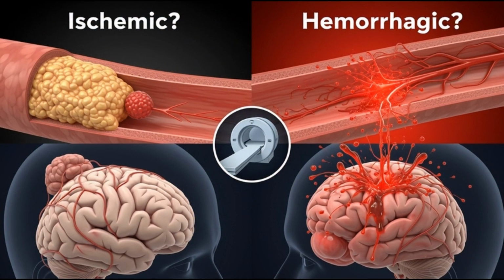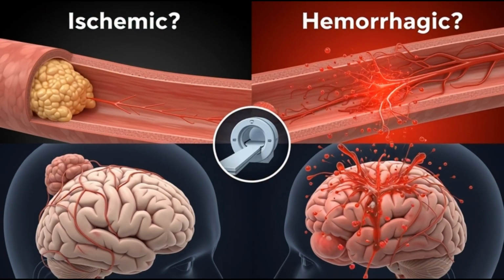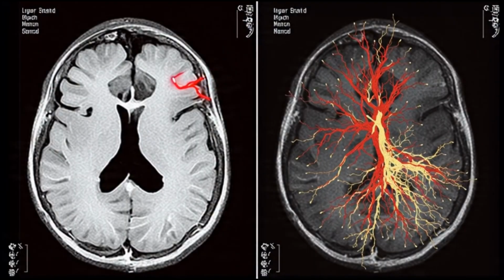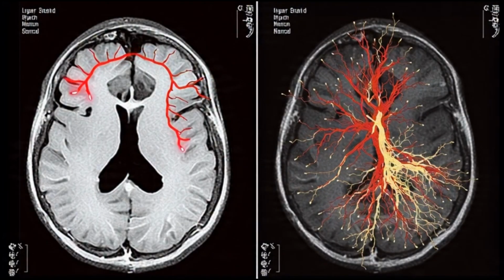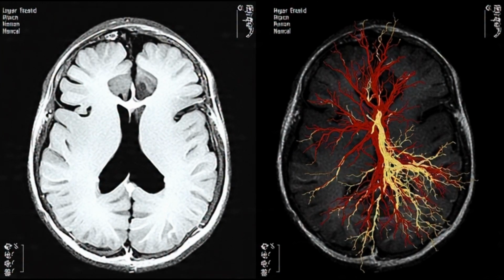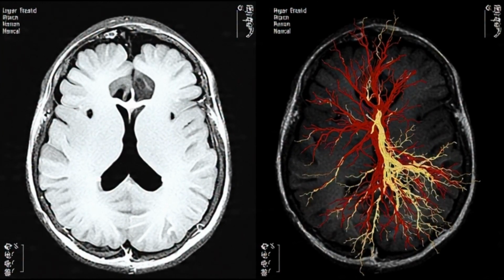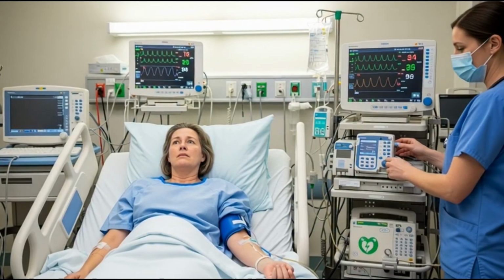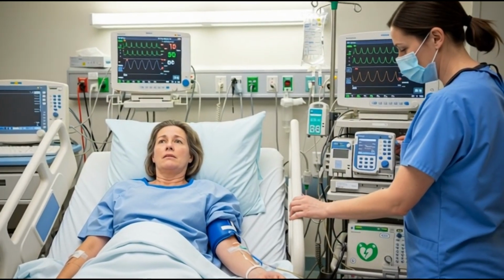Ischemic versus hemorrhagic stroke, CT comparison. On CT brain, ischemic stroke appears hypodense. Hemorrhagic stroke appears hyperdense. Ischemic stroke may appear normal initially, while hemorrhage is visible immediately. This distinction determines whether thrombolysis can be safely given.